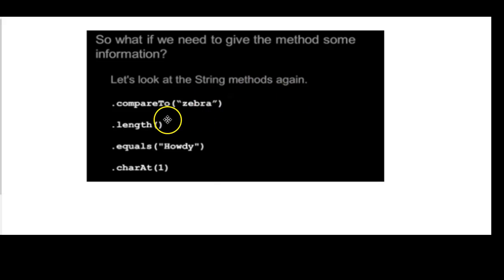So compared to zebra is the argument. Much like if you did the square root of 10, 10 would be the argument of the square root. You guys may have recognized that word from math, the word argument. You just never had to deal with the other side of it. The other side of an argument is a parameter in computer science. So length has no argument sent. Equals has howdy as an argument, and character at has one as an argument.